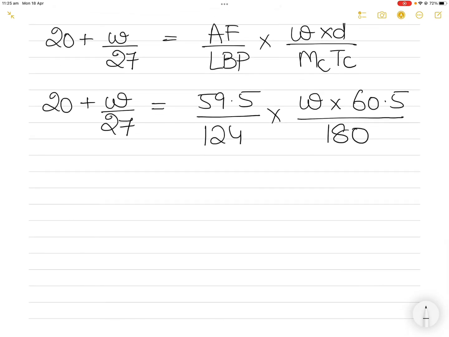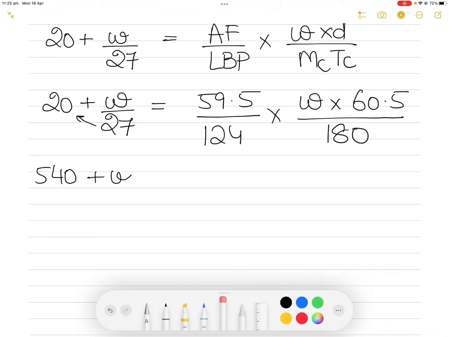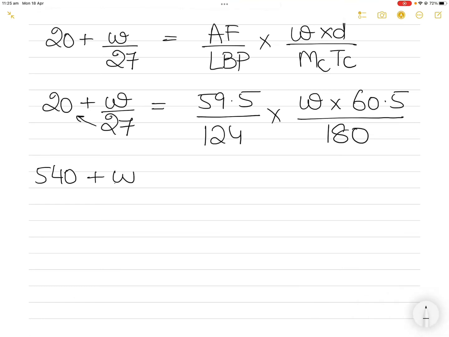Now I have to solve this equation. So I can solve the left hand side first. So this becomes 27 multiplied by 20, which is equal to 540 plus W. Sorry about that. I'm getting excited, so I'm writing faster than I'm thinking, which is not good. And this one you can simplify over here itself.